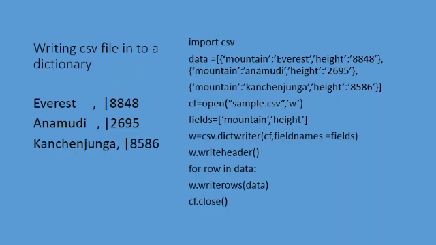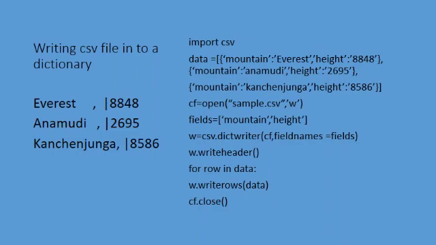I will repeat this line again. w equal to csv.DictWriter. This method will write the data as a dictionary, where the data is present in the CF file, and fieldnames equal to fields. That's all. Next, w.writeheader. Header means first you will write the heading alone. Next you are going to write the data. For that, for row in data, w.writerows of data. So the data can be written one by one.